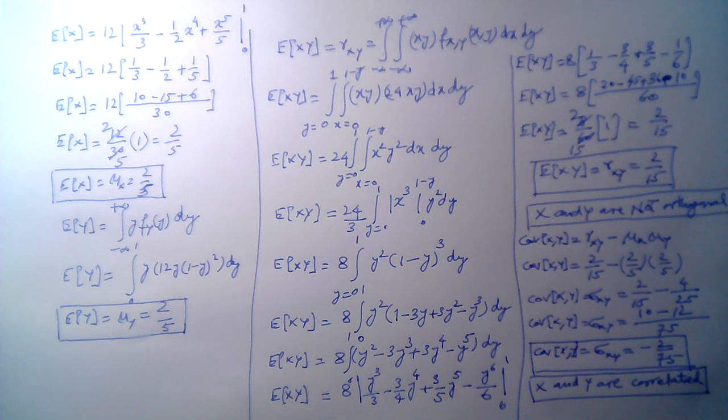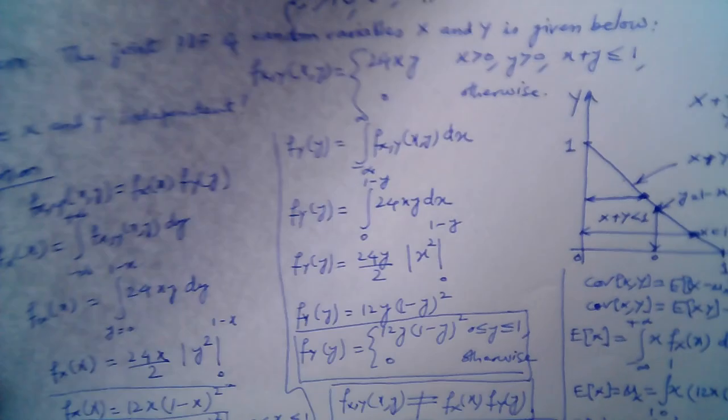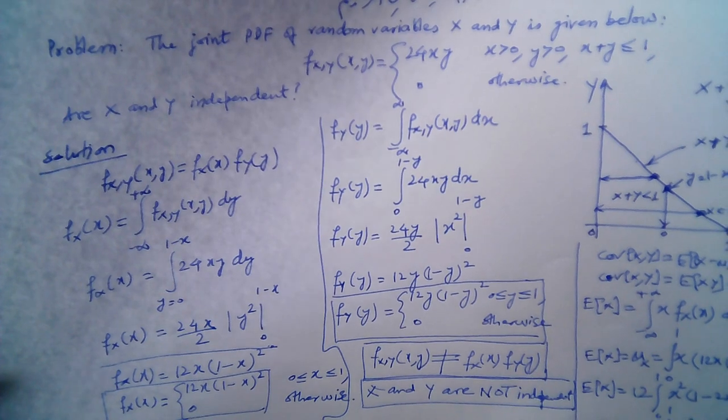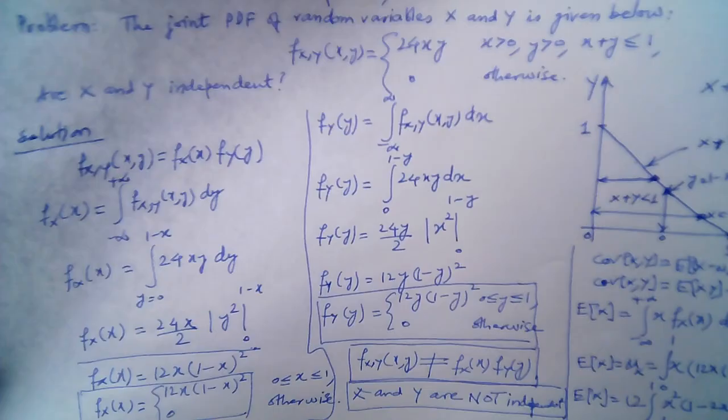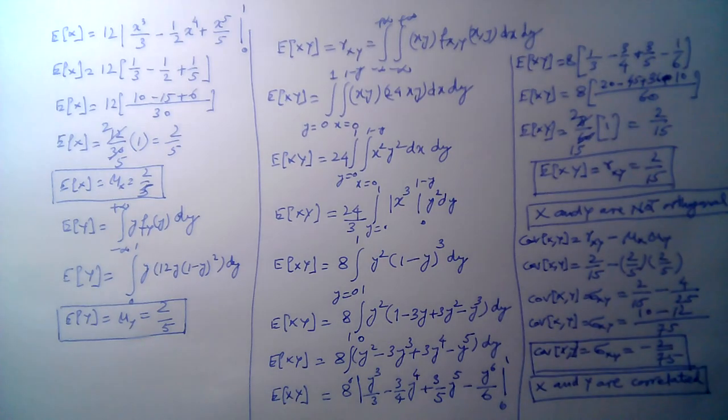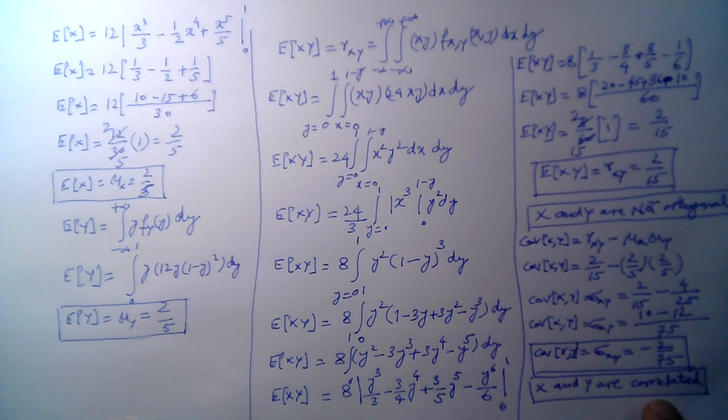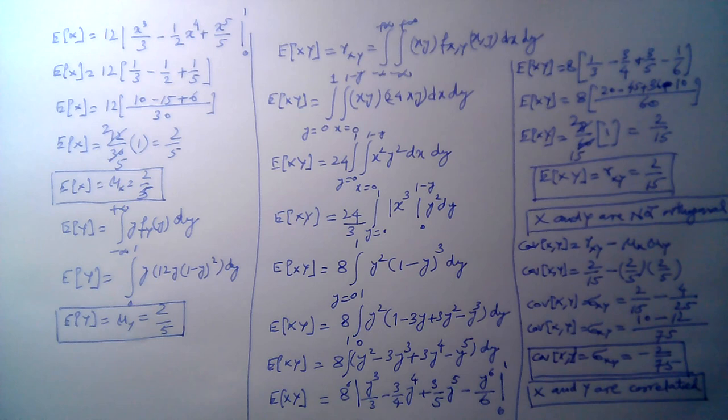So we have already concluded that random variables x and y are not independent, and we have also found out that random variables x and y are not orthogonal, and random variables x and y are also correlated. Okay, so that's it.